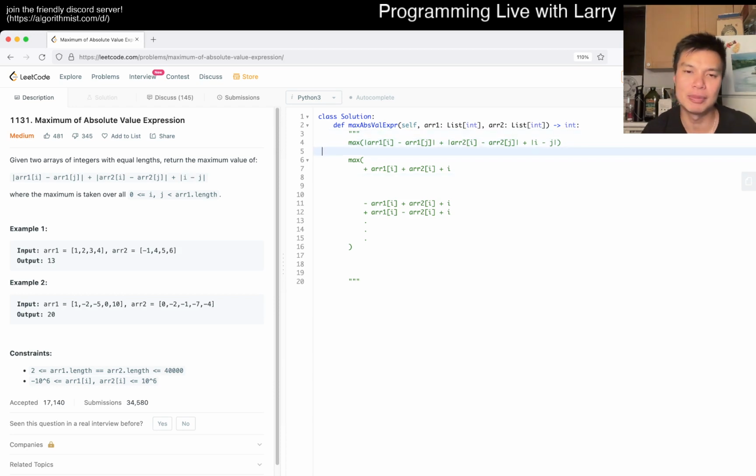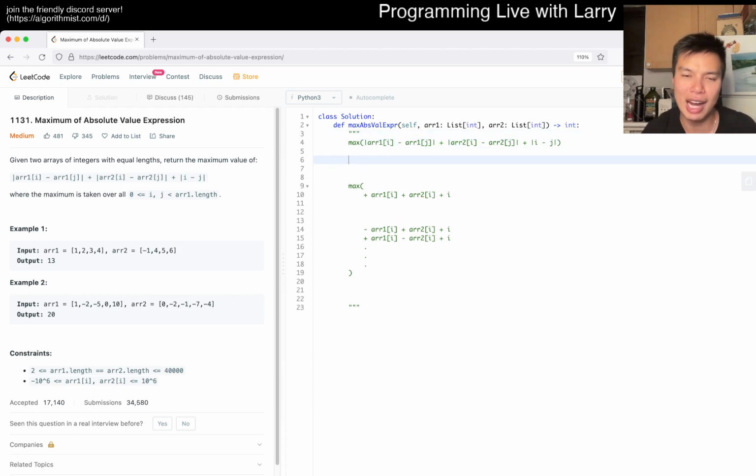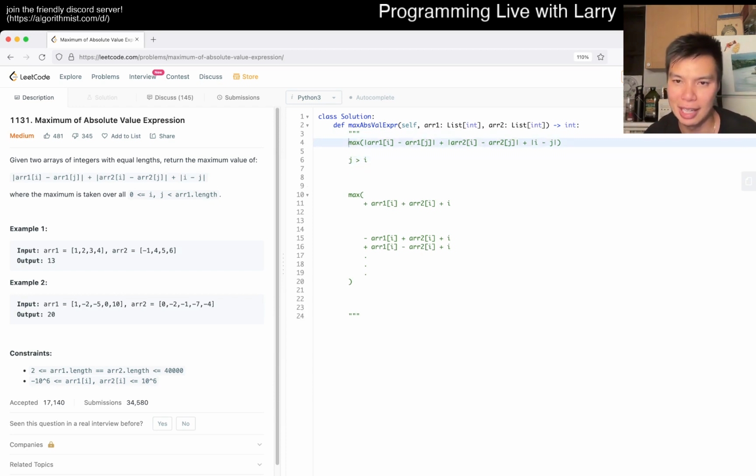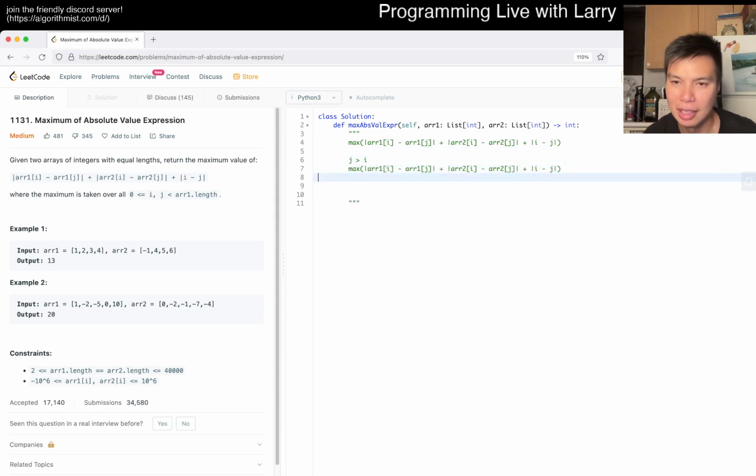Okay, so we can assume that, let's say, j is greater than i, we just go with a regular loop, then we can rewrite this as this, right? Let me erase this for a second. Then we know that this is j minus i, right?